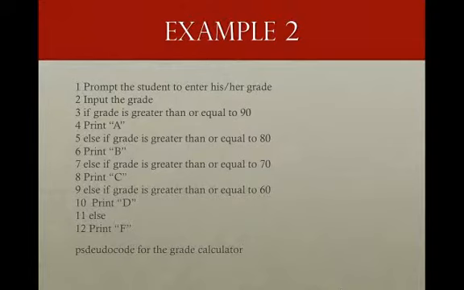Third, if grade is greater than or equal to 90, print A. Else if grade is greater than or equal to 80, print B. Else if grade is greater than or equal to 70, print C. Else if grade is greater than or equal to 60, print D. Else print F.